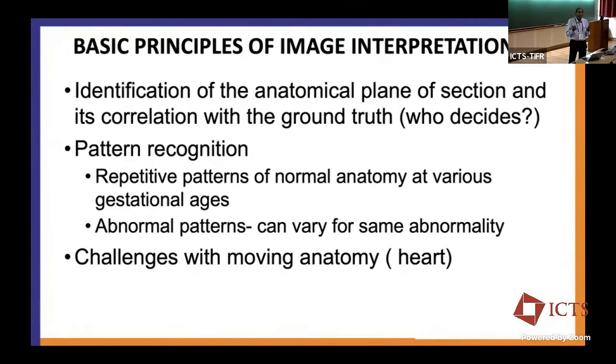So the basic principle of image interpretation is we identify the anatomical plane of section and its correlation with the ground truth. Now, who is to decide the ground truth here? So people who learned ultrasound many years ago came and told us, look here, if this image looks like this, this is what you should say. This is the spine, this is the head. Inside the head, these are the structures. We were trained like that, which means we were given a sense of pattern recognition.